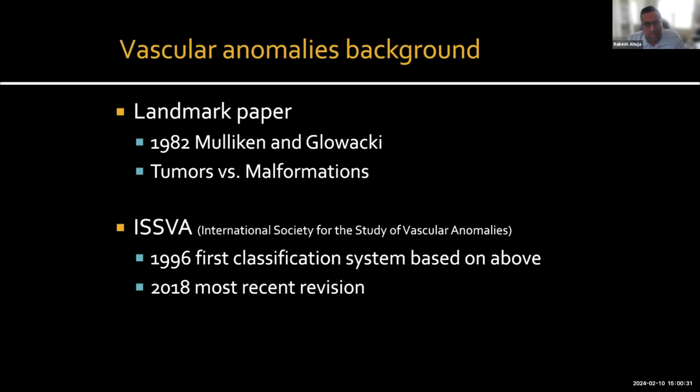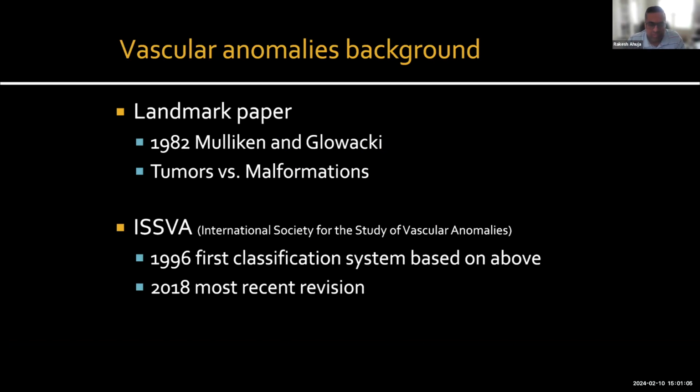So starting with the landmark paper where Dr. Mulliken and Dr. Glowacki in 1982 were able to describe all of these and sum them up in different categories, tumors, malformations. That's what they started calling them. Then further down the lane, this is a very specific niche kind of disease process, so there needed to be some sort of classification system. So ISSVA was developed, which is the International Society for the Study of Vascular Anomalies. The first classification came in 96, and 2018 is the most recent revision.